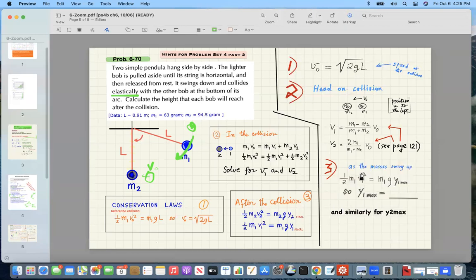So as the masses swing up, 1/2 m1 v1 squared is m1g y1 max. So you can solve for y1 max. It'll be, cancel the m1s, v1 squared over 2g. It'll be y1. Similarly for y2. Where this is the height, the highest point it reaches, the height where the kinetic energy is zero. All the energy has been converted into potential energy.